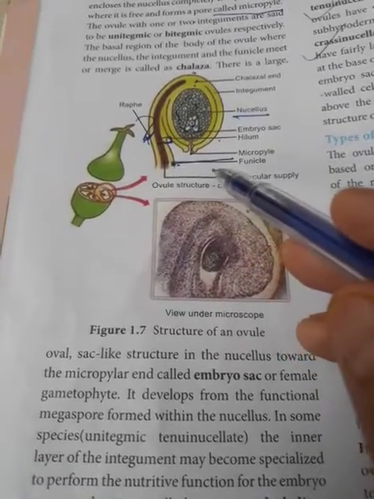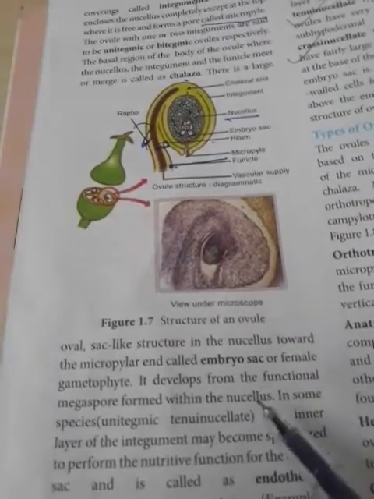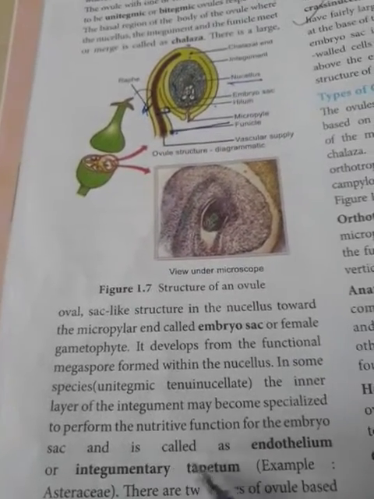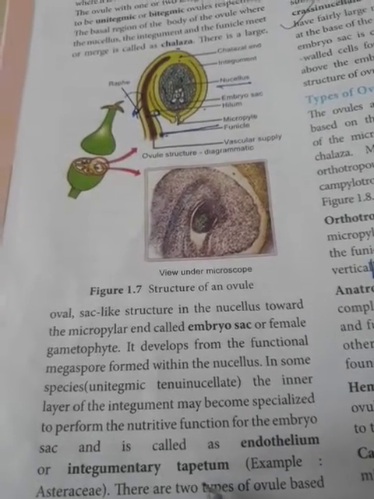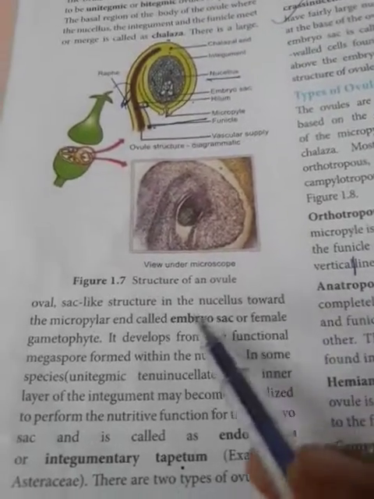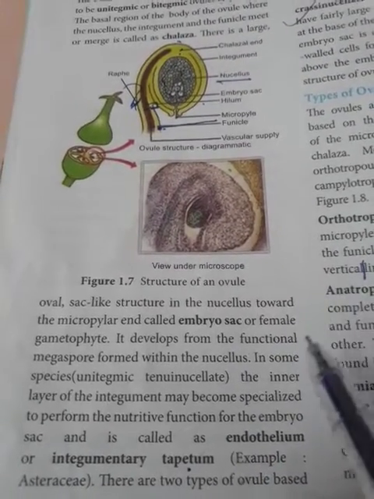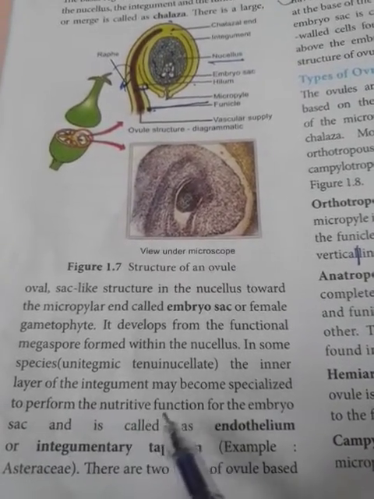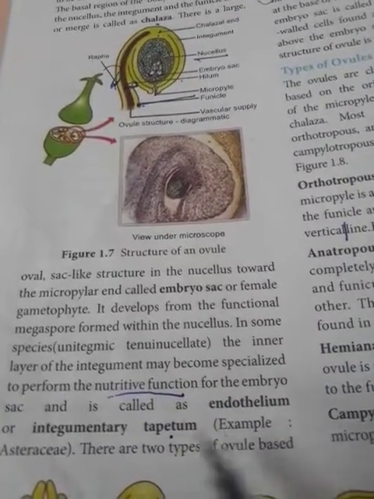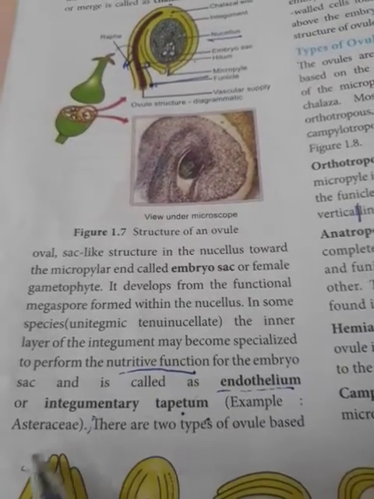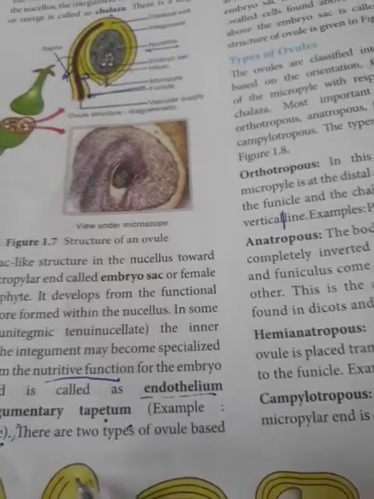The inner layer of the integument may become specialized to perform the nutritive function for the embryo sac, and it is called the endothelium or integumentary tapetum. So in plants having only one integument, or unitegmic ovules, the inner layer of the integument becomes specialized for nutrition of the embryo sac. An example is Asteraceae, to which the sunflower belongs.